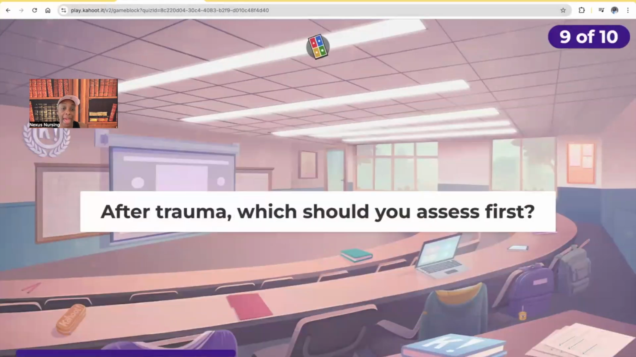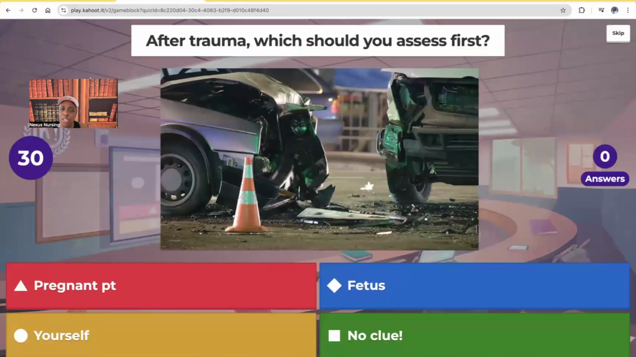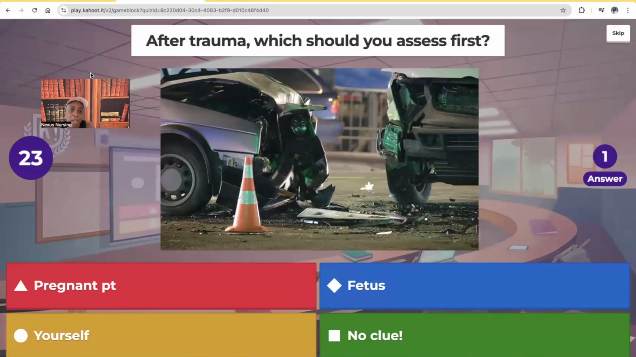After trauma, what should you assess first? Should you assess the pregnant patient? Should you assess the fetus? Should you assess yourself? Or you just have no clue? At this point, you're done.